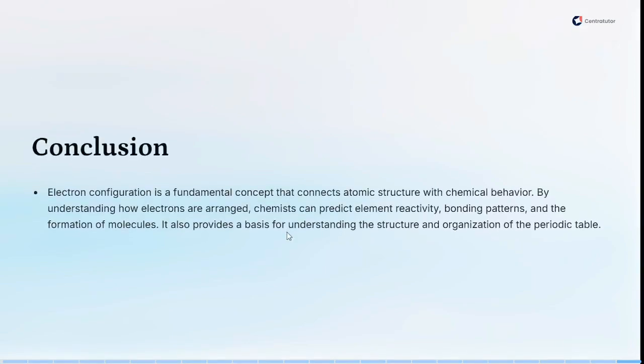In conclusion, electronic configuration is a fundamental concept that connects atomic structure with chemical behavior. By understanding how electrons are arranged, chemists can predict elements' reactivity, bonding patterns, and formation of molecules. It also provides a basis for understanding the structure and organization of the periodic table.